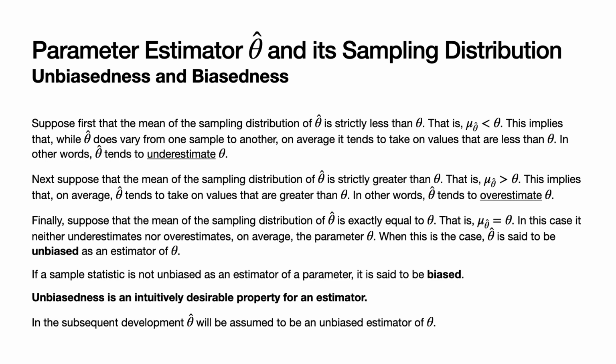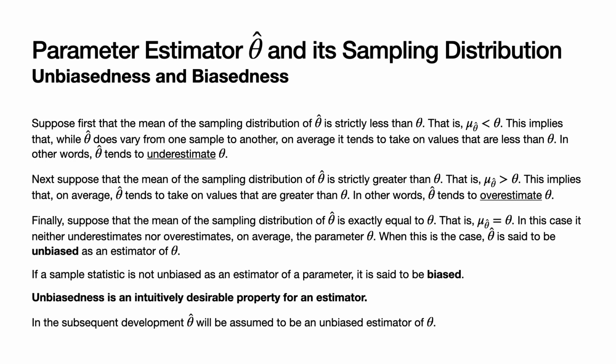Finally, suppose that the mean of the sampling distribution of theta hat is exactly equal to theta. That is, that mu sub theta hat is equal to theta. In this case, it neither underestimates nor overestimates, on average, the parameter theta. When this is the case, theta hat is said to be unbiased as an estimator of theta. If a sample statistic is not unbiased as an estimator of a parameter, then it is said to be biased.